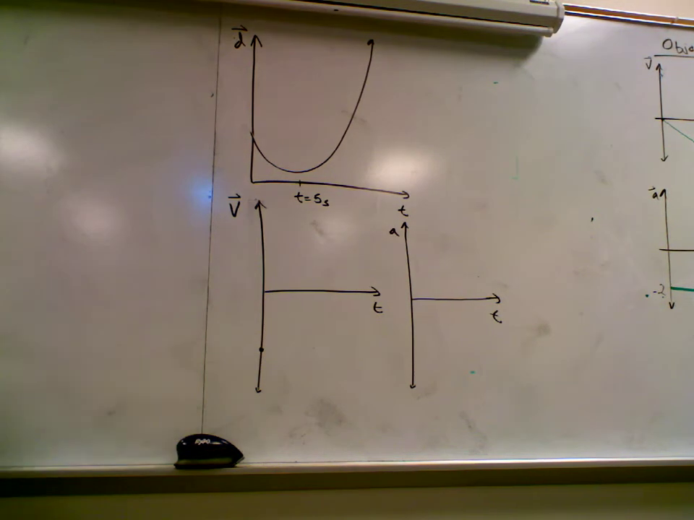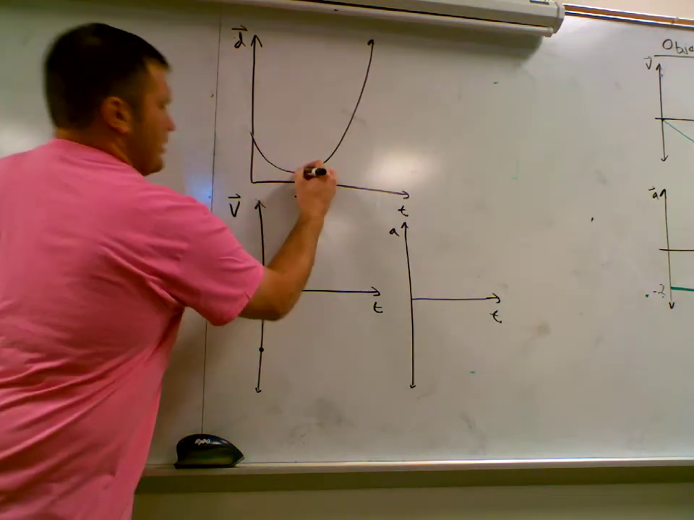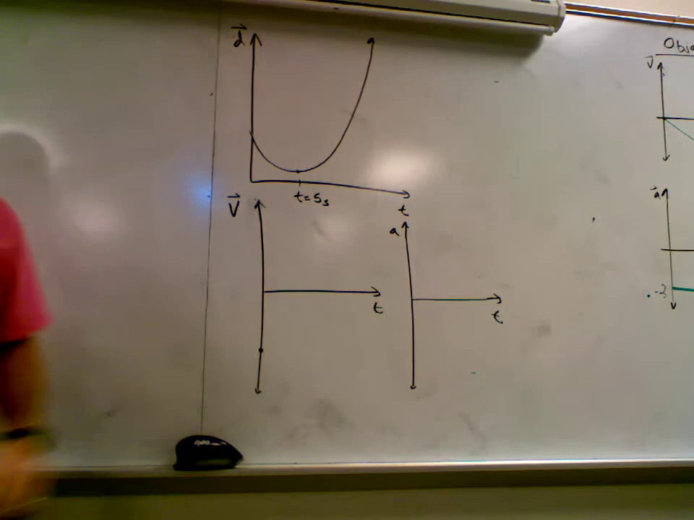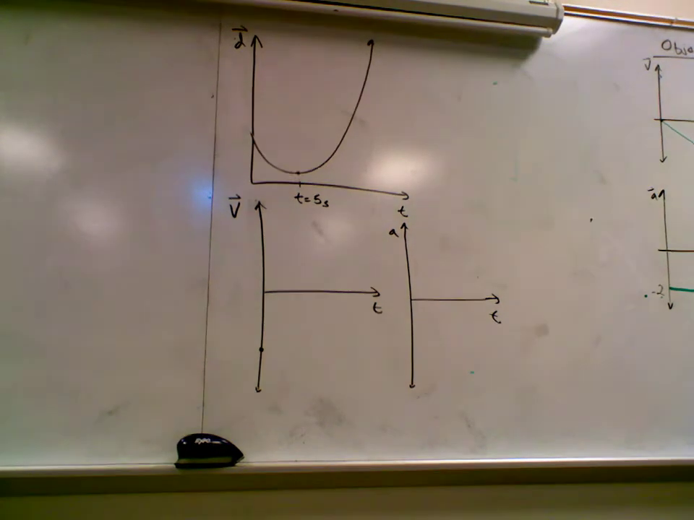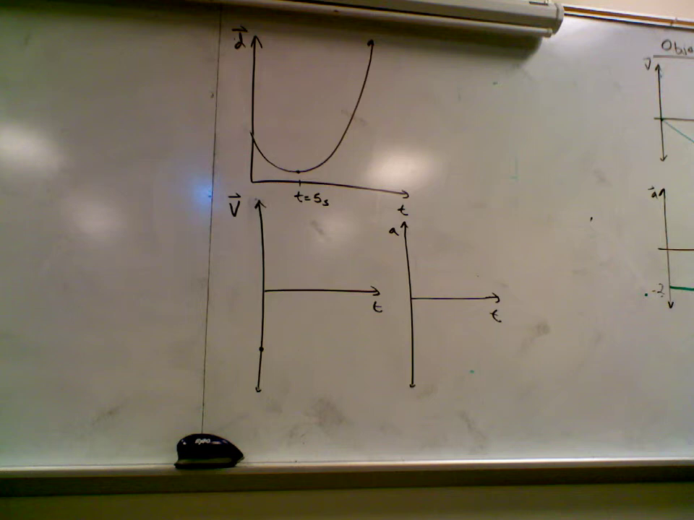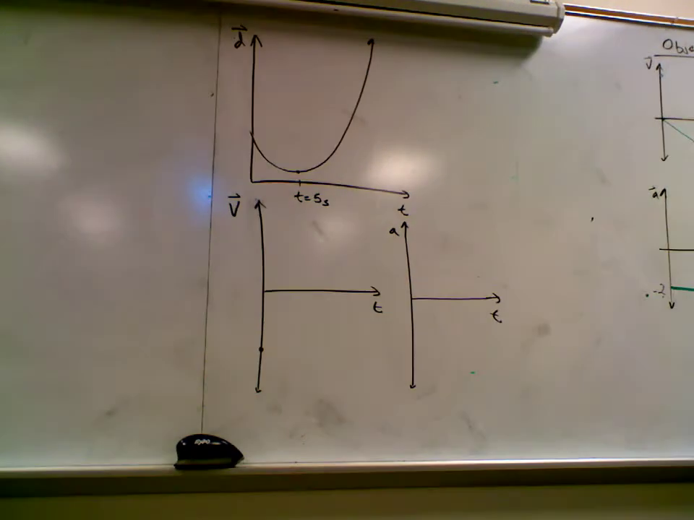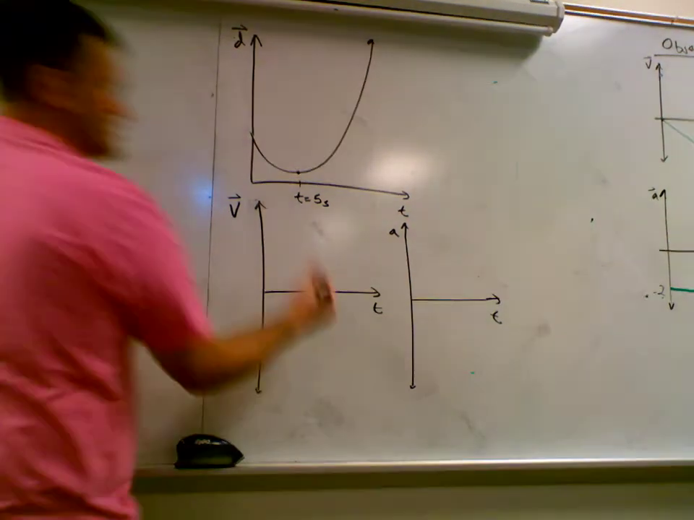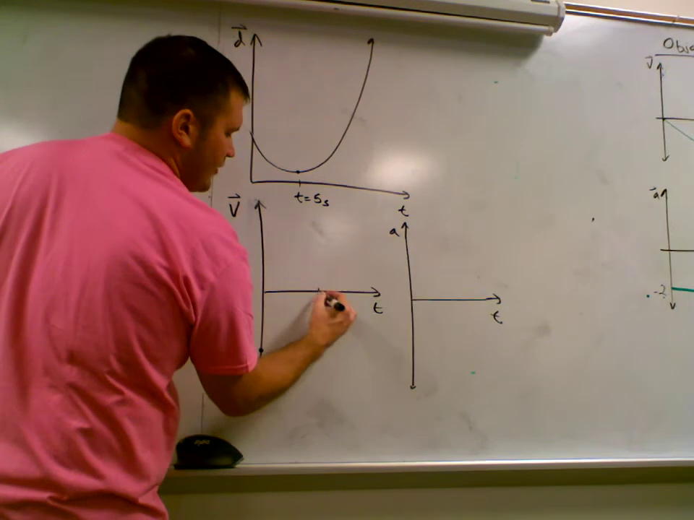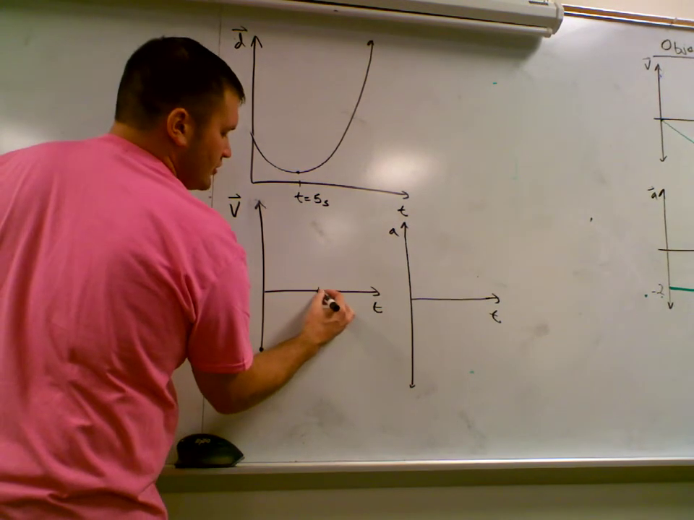Right? Now, what happens at this point right here, the minimum? It's called the inflection point. What happens there? It changes direction. Okay, our velocity is 0, right? So at that point our velocity is 0. So on this graph at t equals 5, velocity should be 0.